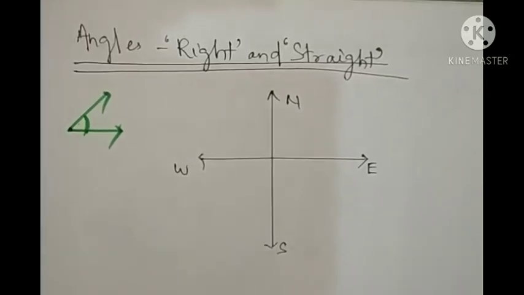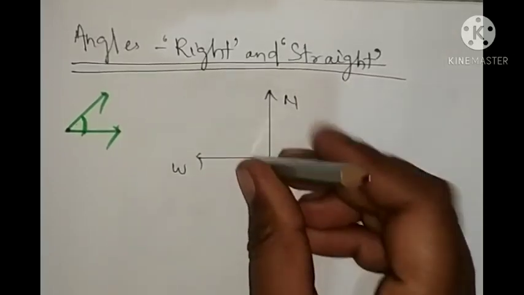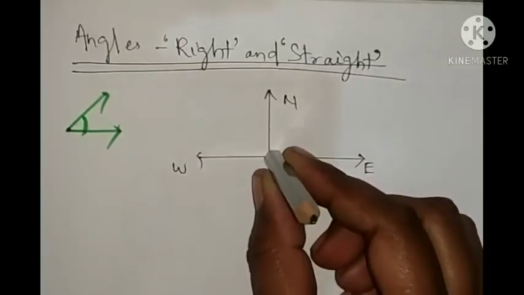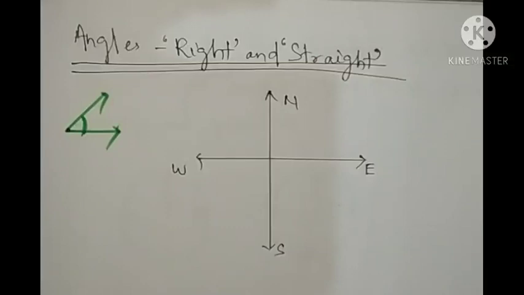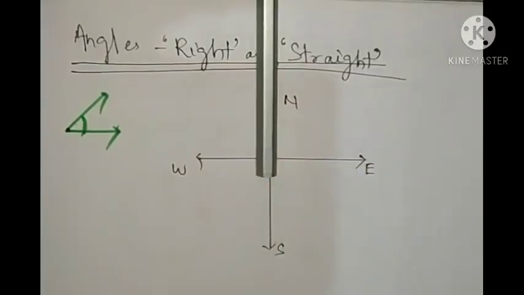Stand facing north. So you stand here. I'll take the pencil and put it here. So it is standing facing north. Then turn clockwise to the east. Clockwise is what I had told. Where the clock will move, that is clockwise.